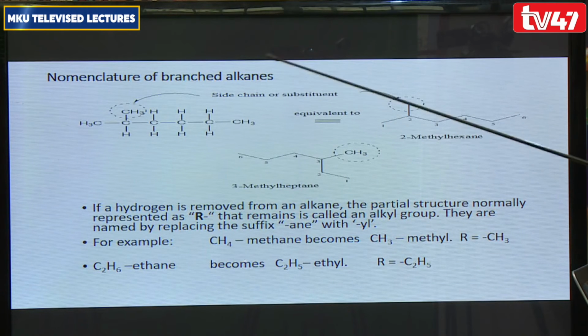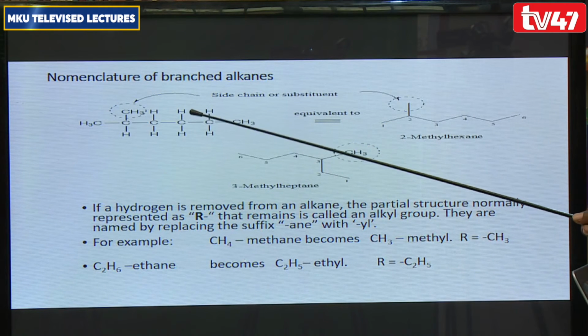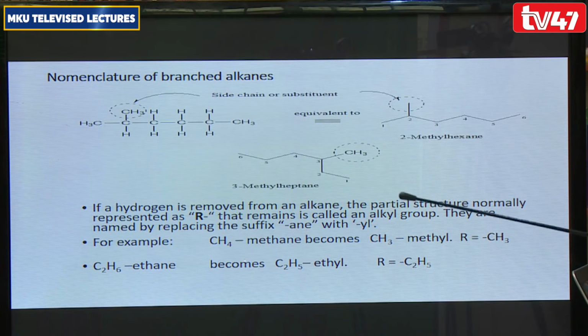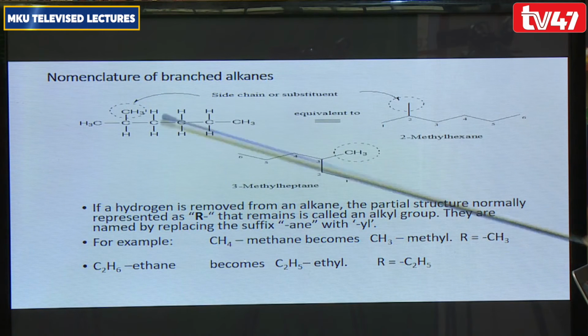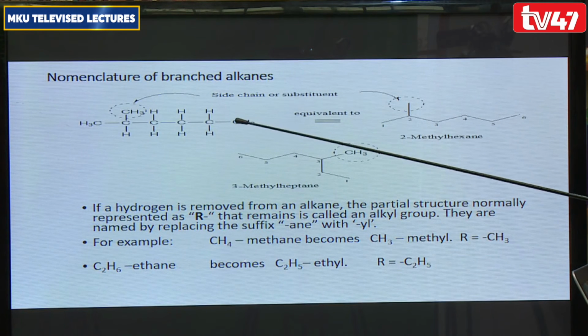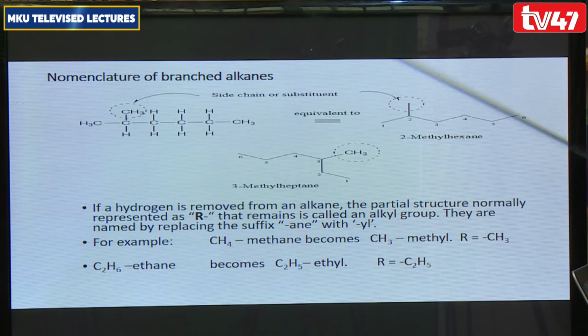So when we are naming the alkane, we have to indicate the position of the side group. And in this case, it is in position 2. So this molecule will be referred to as 2-methylhexane. Now, consider that we have counted from the nearest terminal carbon. If we had counted from the other side, it would have been at position 5. So even if the methyl group was here, it will still be 2-methylhexane because we have to count from the nearest terminal. So that is one thing to note.